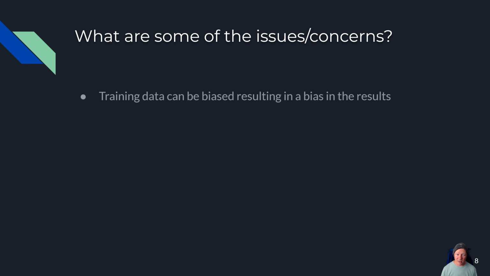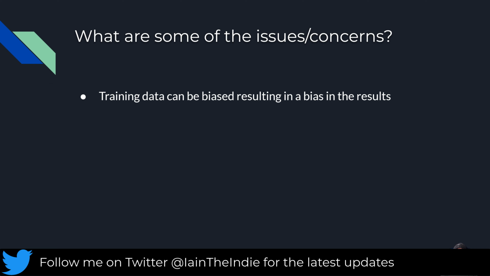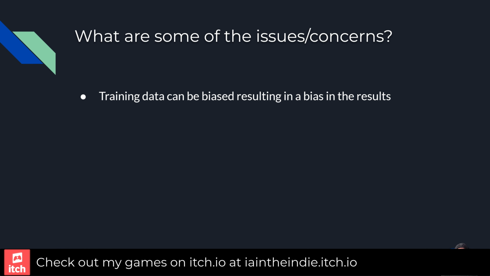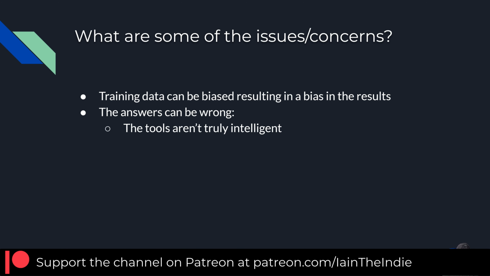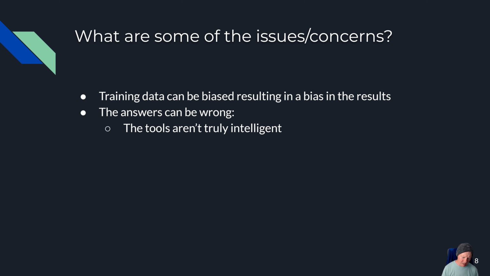And one of the big things with AI is AIs can be biased, because if the training data has biases, then we'll get biases in the results. And the answers can also be wrong, because these tools aren't truly intelligent. And that's one of the things, we tend to really hype these up. And it's very easy to get super excited about them and to think that these are way more intelligent than they are. And that's because of human nature.